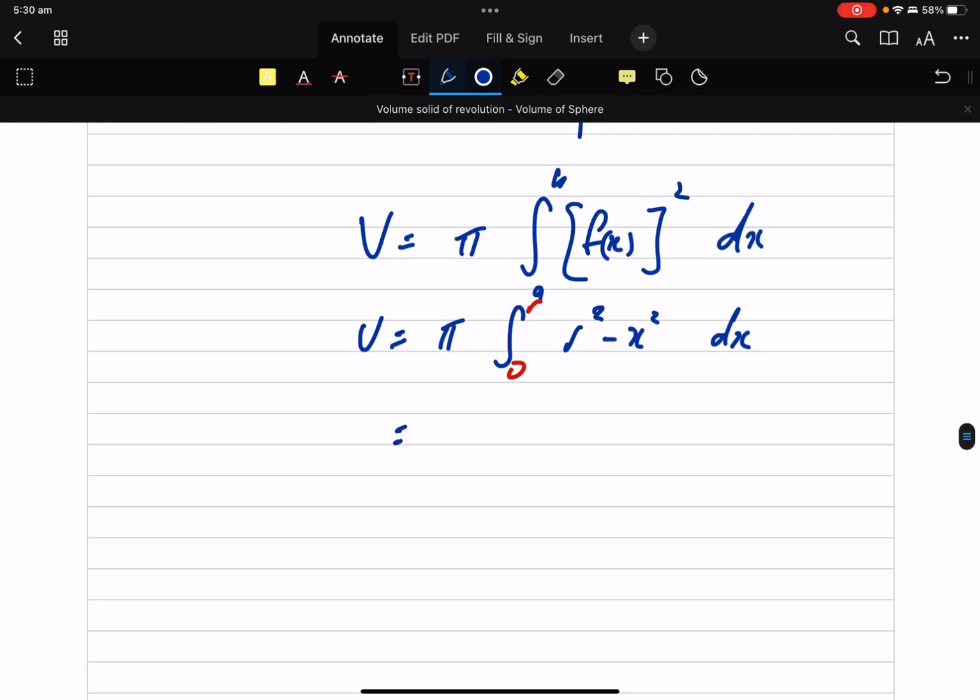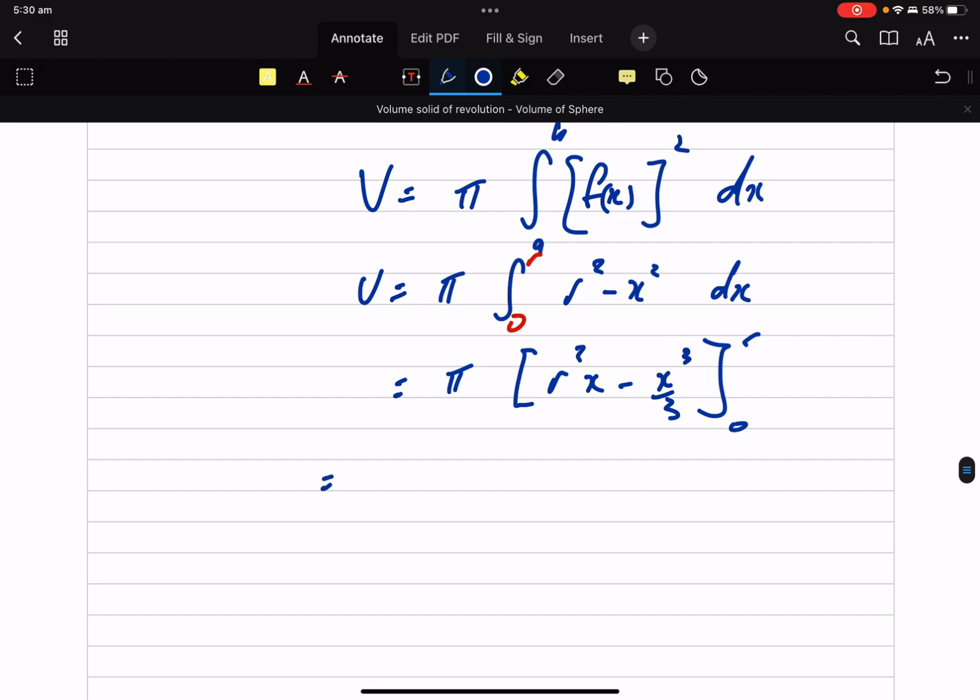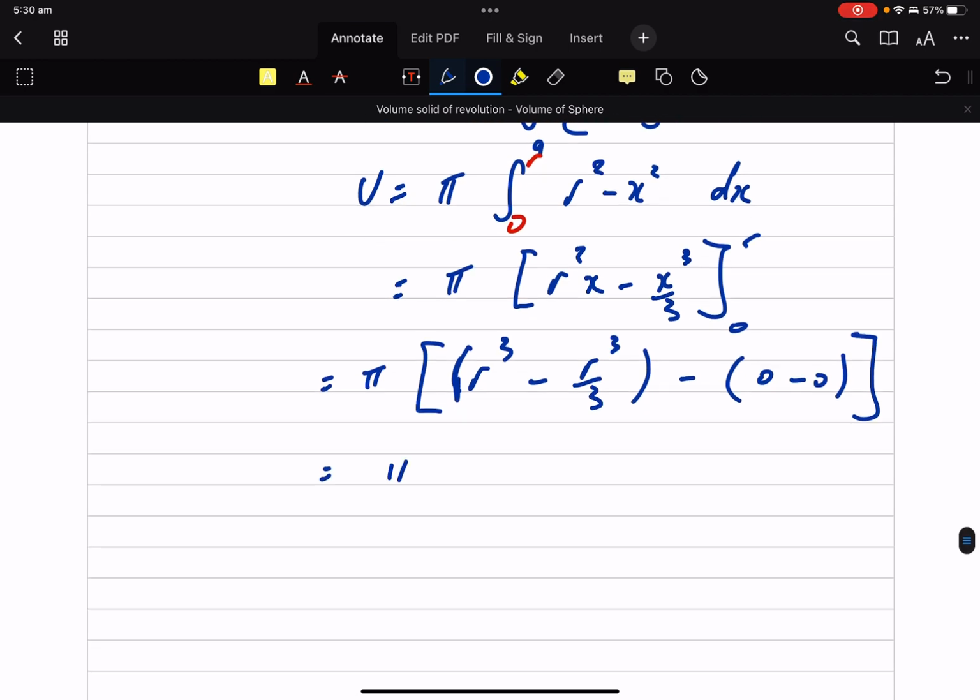equals pi. I've got to integrate that with respect to x. So it's r squared x minus x cubed on 3 from 0 to r. Pi. So put the r in, so that's going to be r cubed minus r cubed on 3 as my first bit, and then I'm going to subtract 0 minus 0 when I put the 0 in. So let's think about r cubed minus 1/3 of r cubed. I'm going to get 2/3 of r cubed.